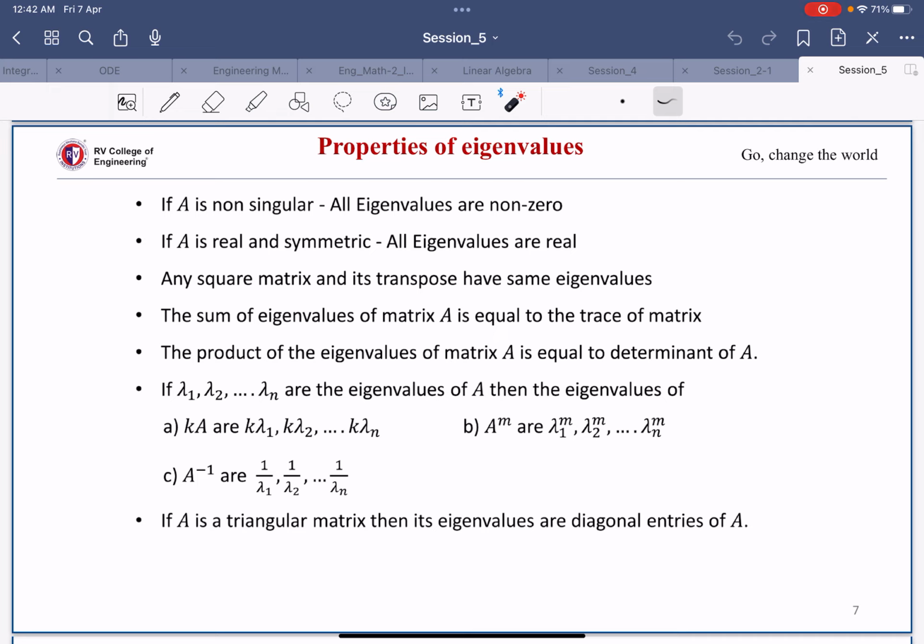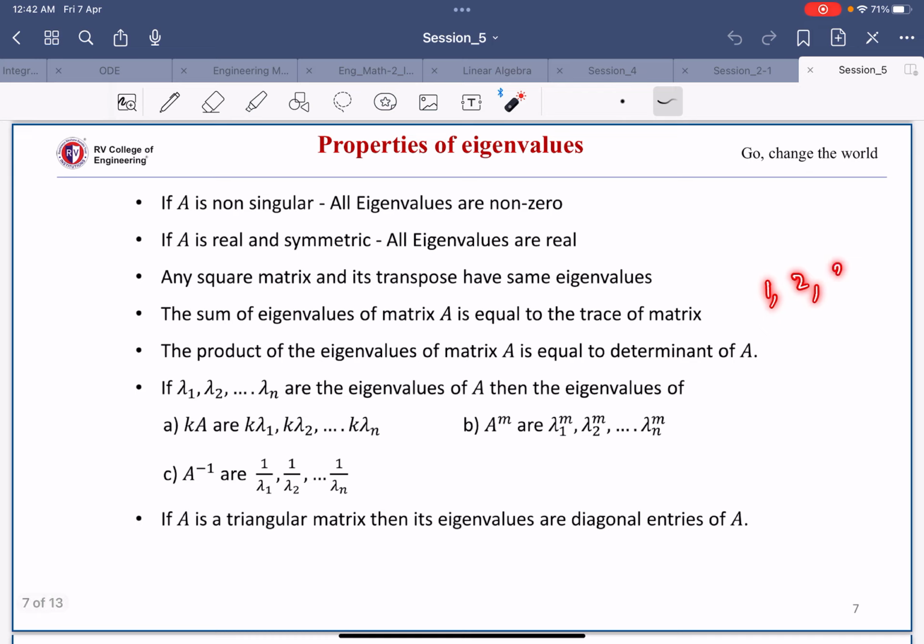If lambda 1, lambda 2, ..., lambda n are the eigenvalues of the matrix A, then the eigenvalues of some constant k times the same matrix will be k lambda 1, k lambda 2, ..., k lambda n. For example, if 1, 2, 3 are the eigenvalues of some matrix A, then what will be the eigenvalues of say 2A? So the eigenvalues of the matrix 2A will be 2, 4 and 6. So that's what this point says.